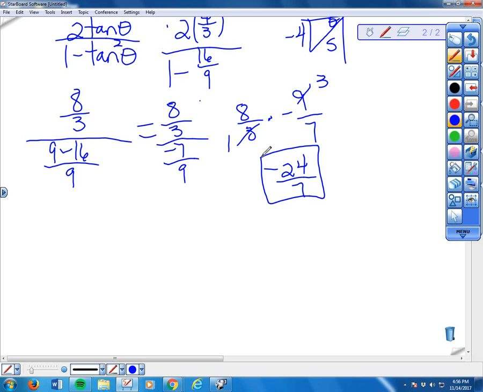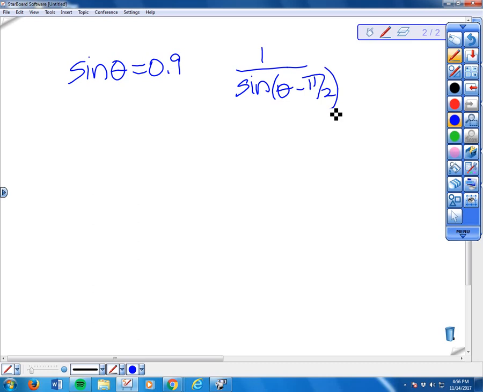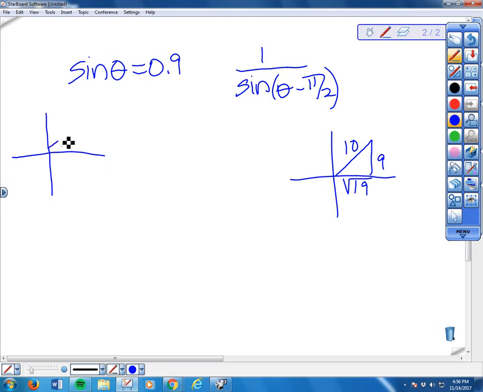Number 12. If sine theta is 0.9, find 1 over sine of theta minus pi over 2. So sine theta is 0.9, which means, if I make it in fractions, 9 over 10. So this is the square root of 100 minus 81, 19. And if I think about it, if I know theta, this is theta, and I'm going to subtract 90 degrees, that means, let me draw this better.